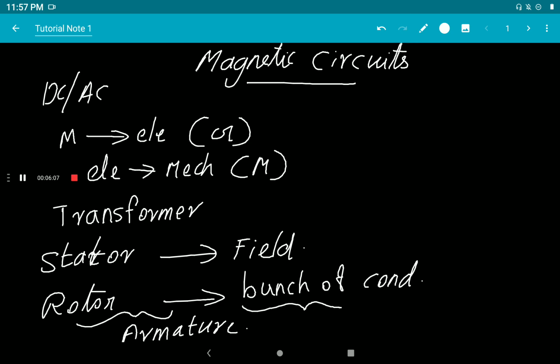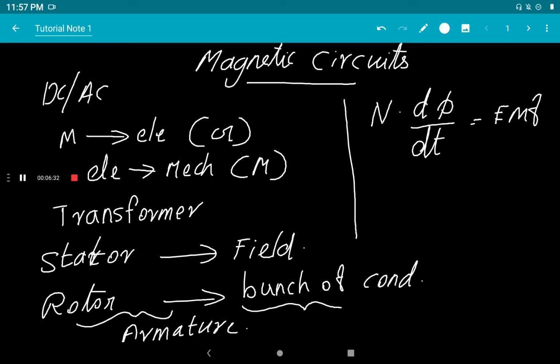And you have already studied Faraday's law of electromagnetic induction, how the EMF is induced when there is a rate of change of magnetic flux. That is N into d phi by dt is equal to EMF. According to Faraday's law, the EMF induced will be directly proportional to the rate of change of flux and the number of turns.